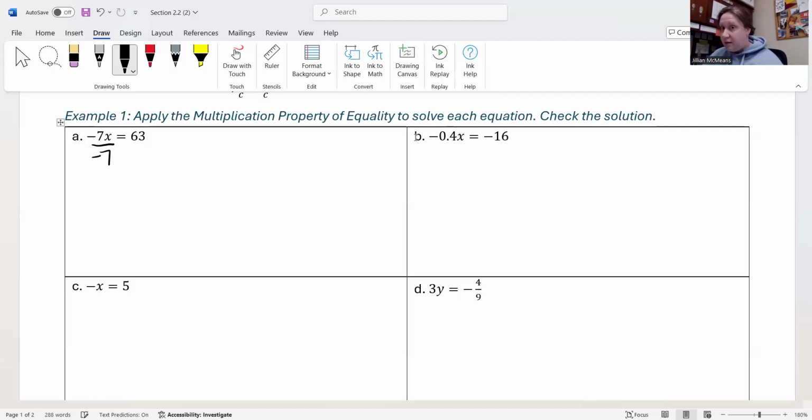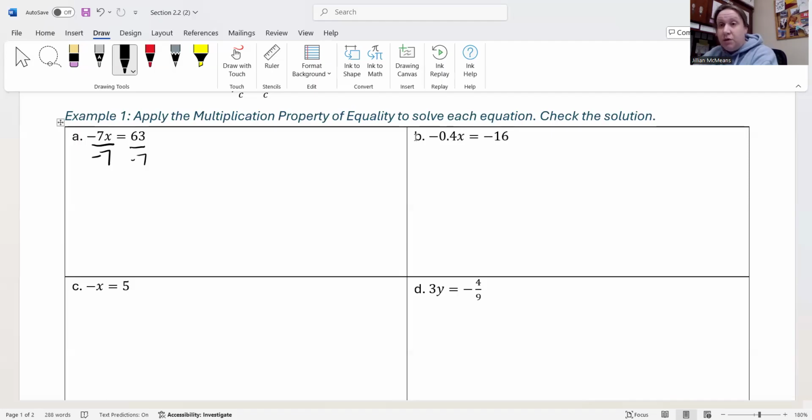But if I divide the left in order to maintain balance, I have to also divide the right. Okay, so we're going to divide both sides of the equation by the coefficient of x, which is -7. And let's look at the left-hand side. We have -7 divided by -7.